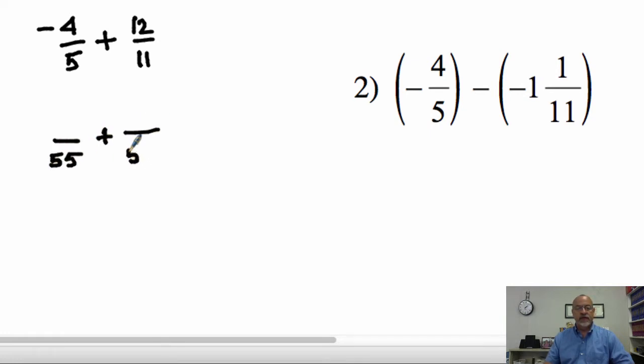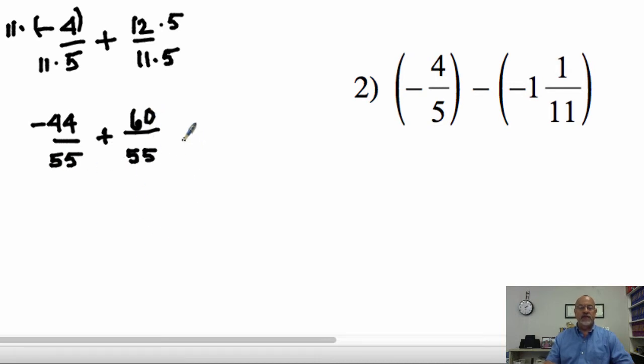So my denominator for both fractions is going to be 55. So both of these numbers need to be changed. The 5, in order to get 55 by multiplying, I need to multiply by 11. So my numerator I need to multiply by 11 as well. So that's negative 44. This fraction I need to multiply by 5 to get the 55. So I need to multiply my numerator by 5 as well, which is 60.